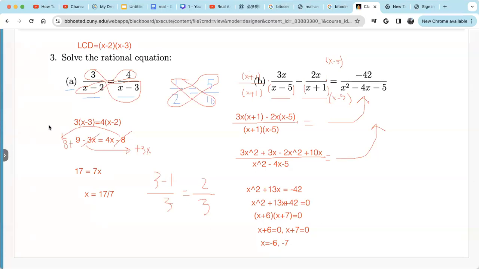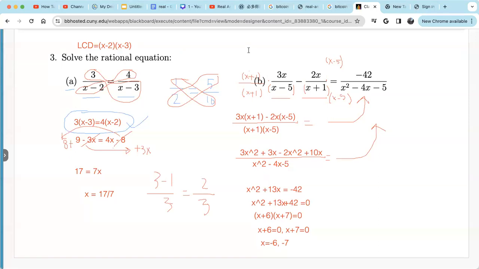we'll get exactly this step. Because x minus 2 divided by x minus 2 becomes 1, we're left with 3 times x minus 3. If we multiply on the right-hand side by the least common denominator, the x minus 3 divided by x minus 3 becomes 1. We're left with x minus 2 times 4. So exactly this.